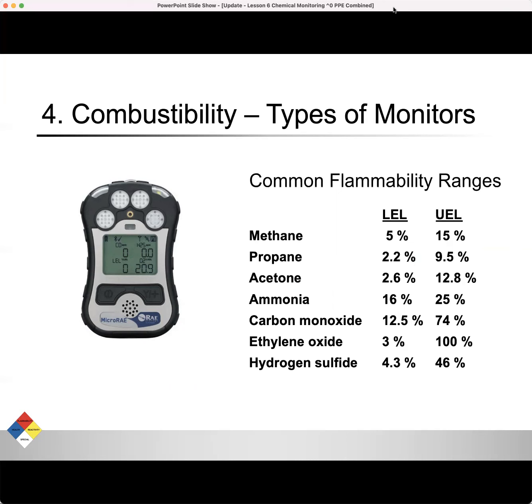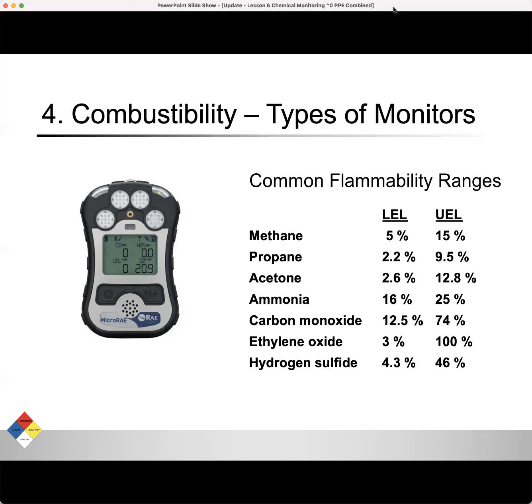So with methane, the lower explosive limit is 5% in air, and the upper explosive limit is 15%. As we talked about chemical and physical properties, with the LEL and the UEL, if your atmosphere falls outside 5% and 15%, and methane's the only chemical present, then you should not have a flammable atmosphere. As you know, propane is just under half of methane's lower explosive limit.